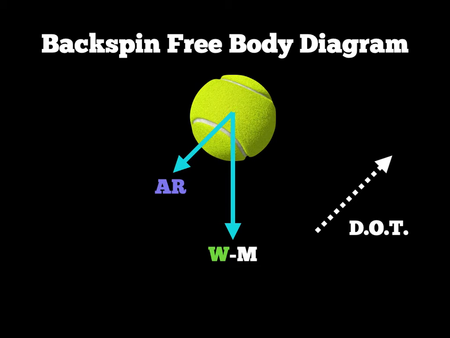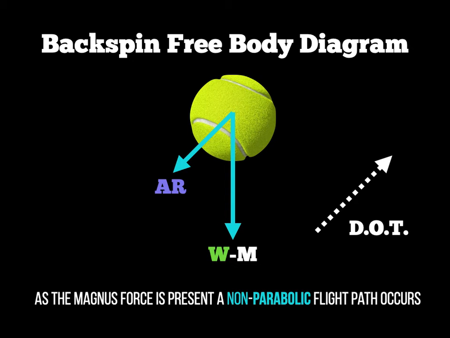There is an alternative to this. You could also draw a line upwards from the centre of mass and label that M. That would also work. So either would work here, as it's explaining that the Magnus effect is in operation as this ball is spinning. Once again, because we've got the Magnus force present, it has to be a non-parabolic flight path.